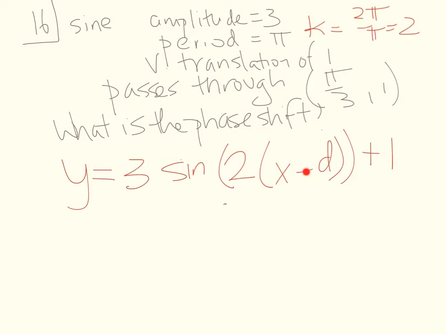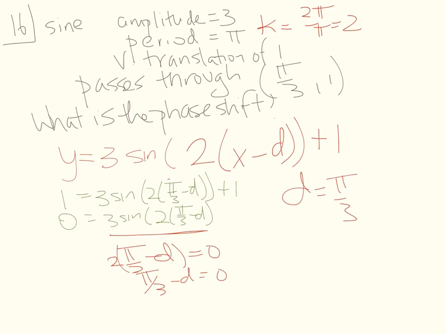Okay, so you'll notice I put the 2 for the k. And then I don't know the phase shift, that's what I'm trying to figure out, and then plus 1 is the vertical translation. We know that it passes through the point pi by 3, 1, so how is that going to help us? By putting the point x equal to pi by 3 and y equal to 1 into the equation, I can actually isolate for d.